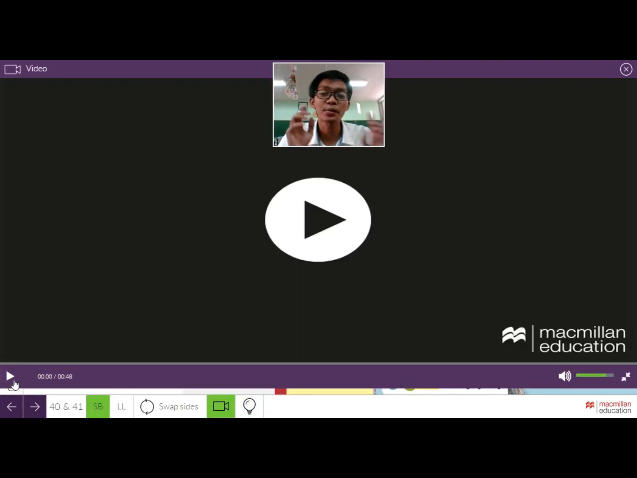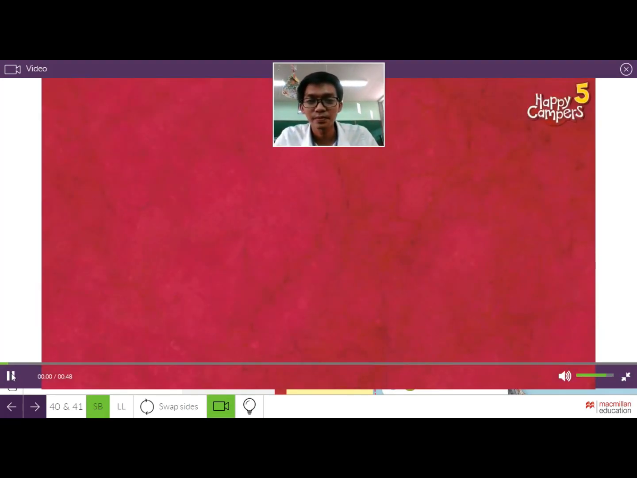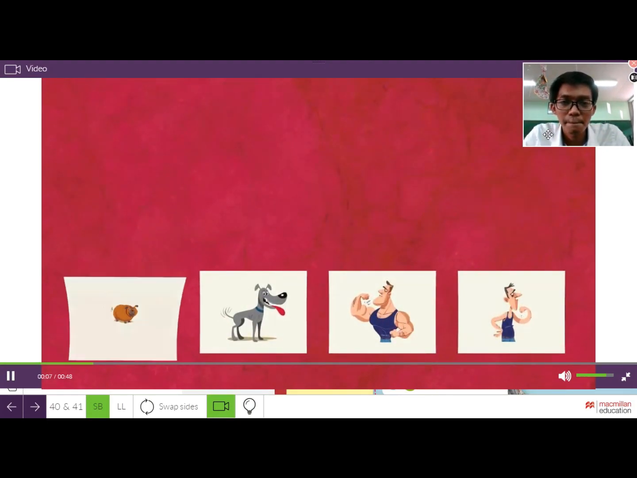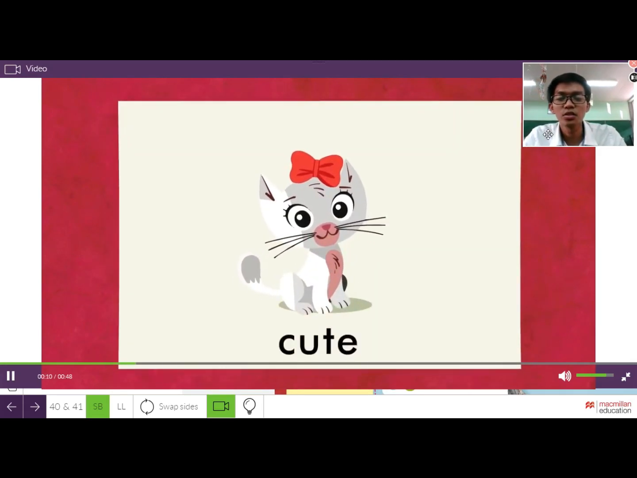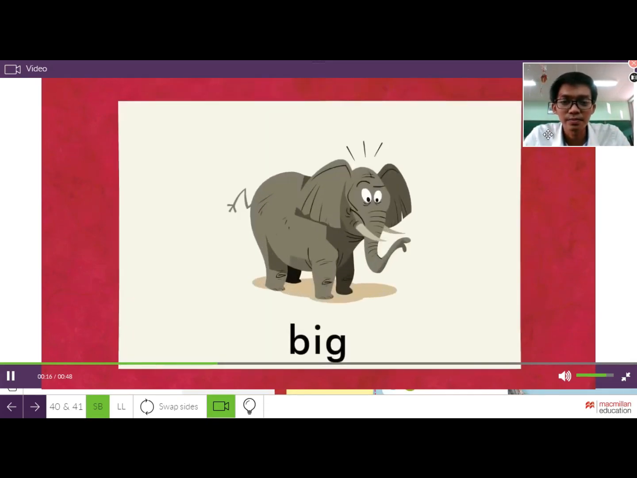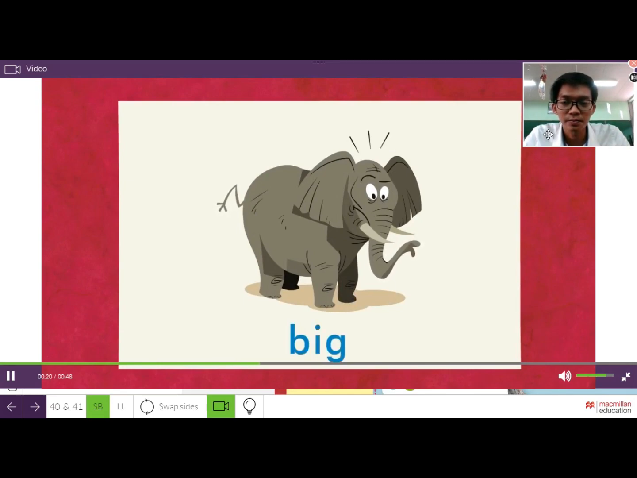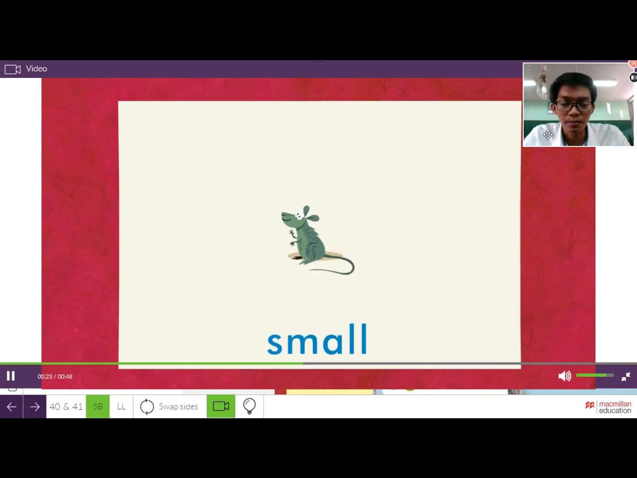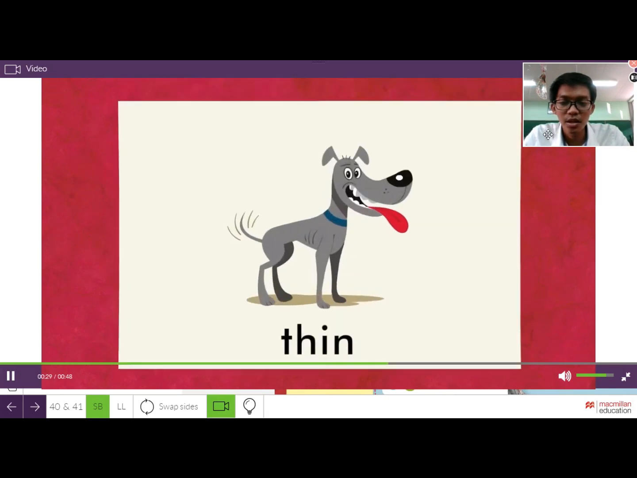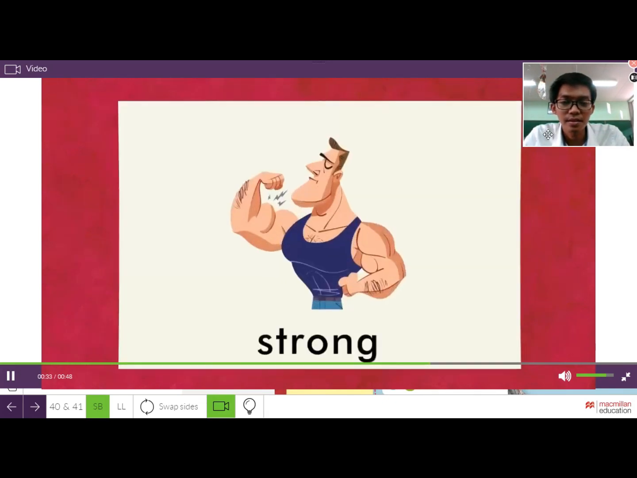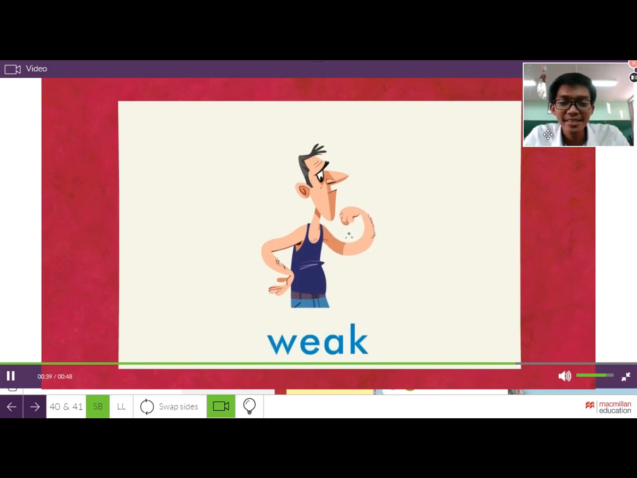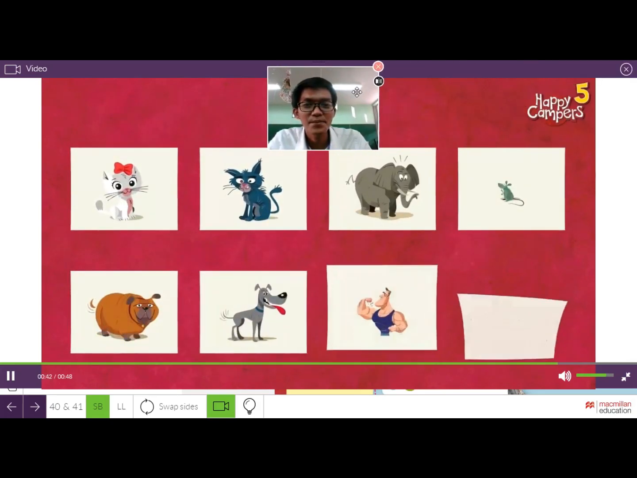Vocabulary, please repeat every word that you hear. Vocabulary. Cute. Say cute. Ugly. Say ugly. Big. Say big. Small. Say small. Fat. Say fat. Thin. Say thin. Strong. Say strong. Weak. Say weak.